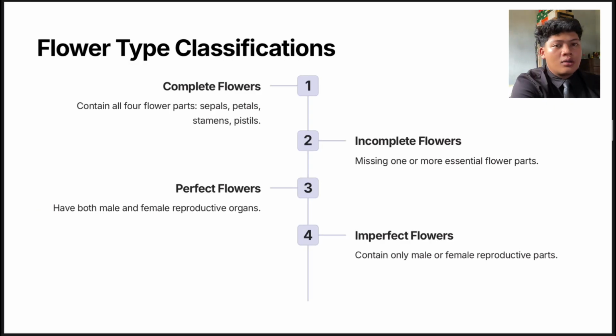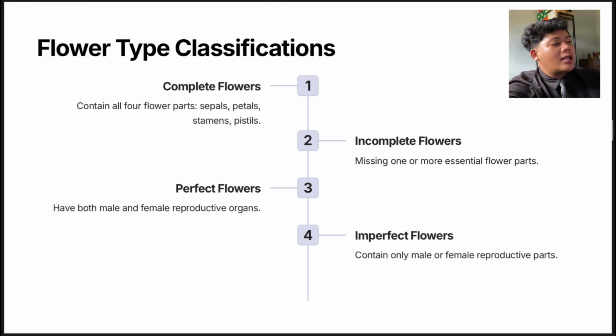Okay, next. This slide presents the classification of flower types based on their structure, divided into 4 categories. Complete flowers include sepals, petals, stamens, and also pistil, whereas incomplete flowers are missing one or more of these essential components. Additionally, perfect flowers contain both male and female reproductive organs, while imperfect flowers possess only male or female parts. Recognizing this difference is important for appreciating the diversity and complexity of flower structure.